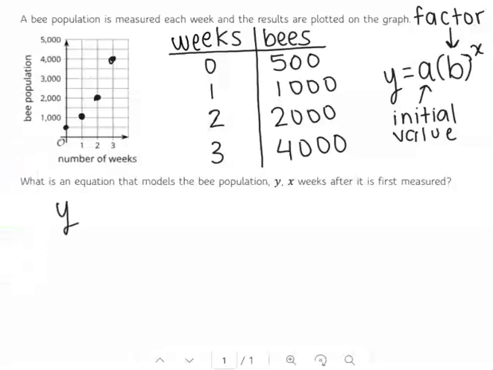So we can write our equation y equals, we know we started out with 500 bees, our initial value. And we just confirmed in our table that each week the number of bees was doubling, or multiplying by 2. And then we have our exponent x. And that's it.